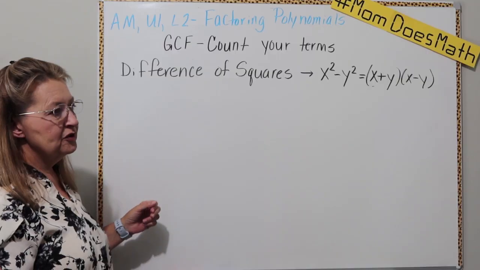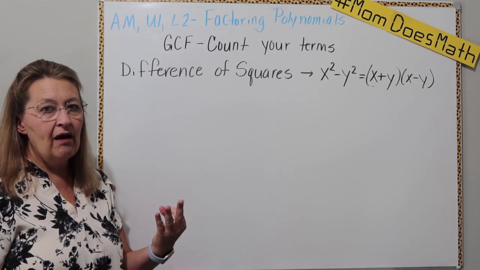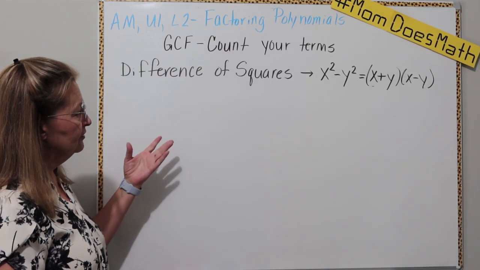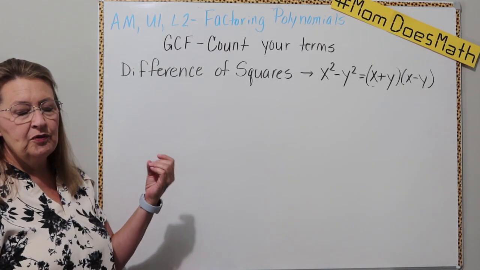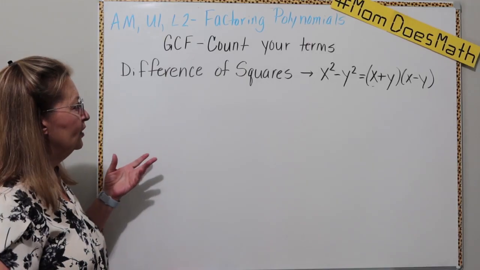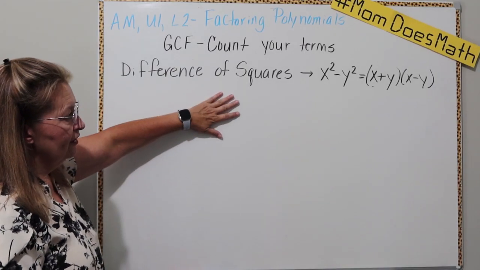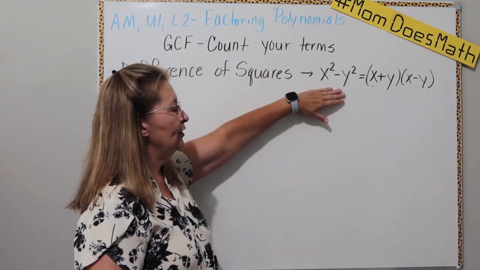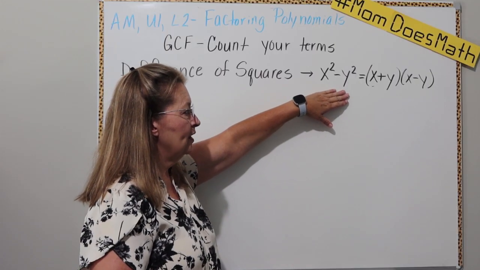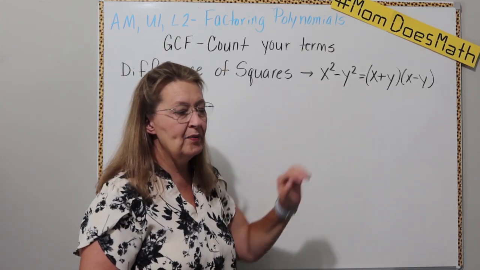If you count your terms and you have 2 left, you're going to have 3 options of factoring: difference of squares, difference of cubes, sum of cubes. So let's look at them one at a time. A difference of squares has a formula or a rule, and it reads x squared minus y squared is equal to x plus y, x minus y.